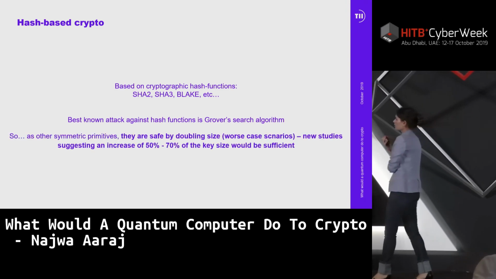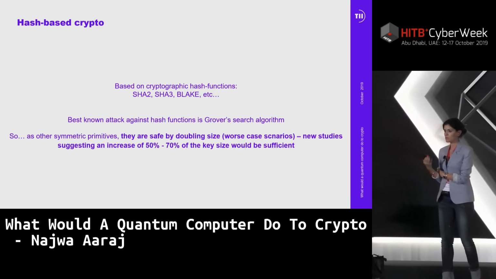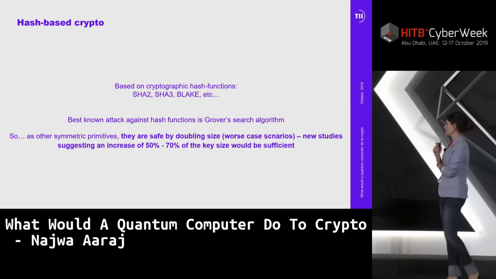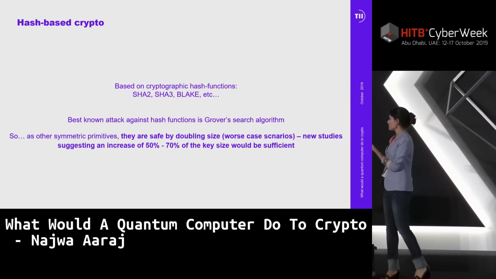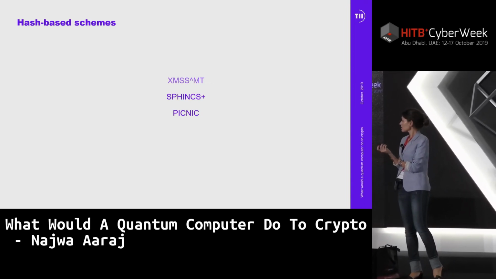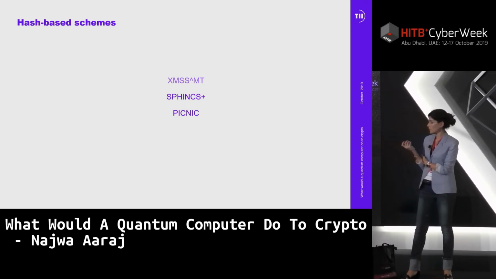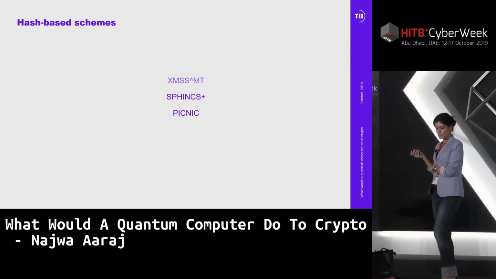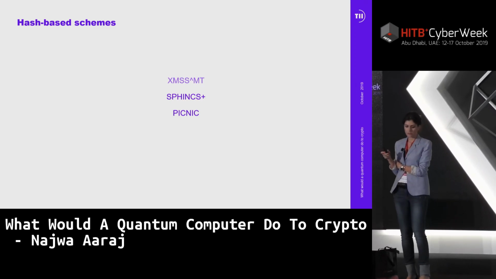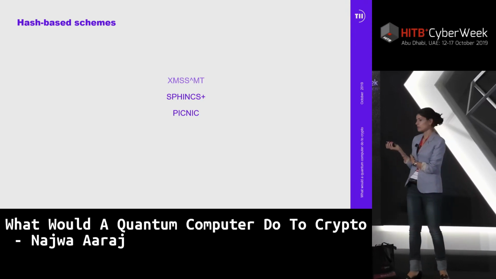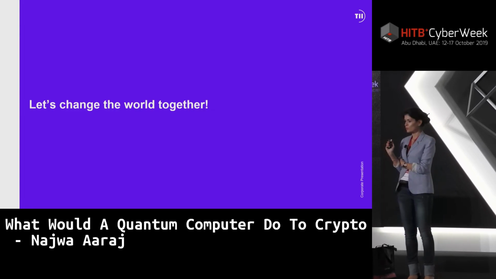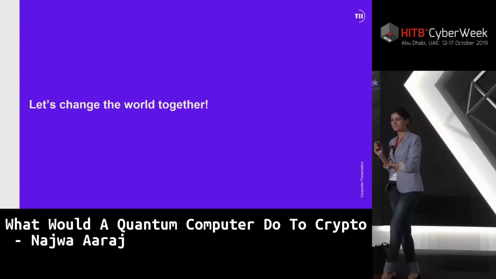To make it quantum resistant, what is needed is either to double the key size or, based on latest studies, to increase the key size by 50 to 70%. SPHINCS and Picnic are the ones that survived in the second round of the post-quantum competition, and another very famous one, used in the tree structure, is XMSS and XMSS-MT. And I think I will call it a wrap for my talk and try to answer your questions.